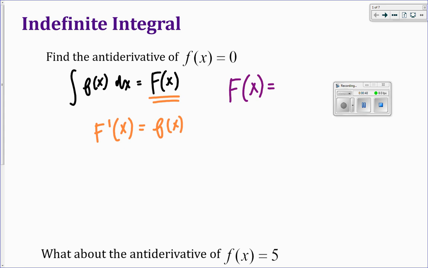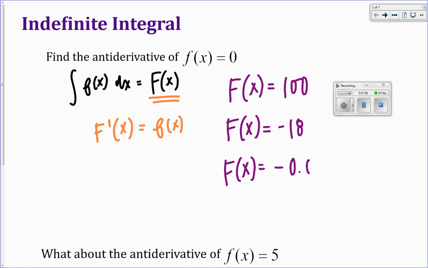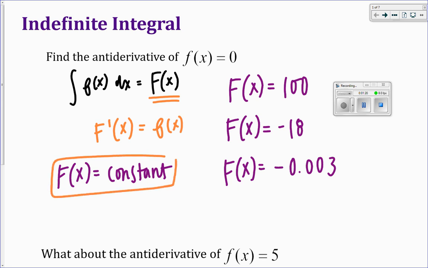Now your answers can vary. Let's say you said 100. You're correct. The derivative of 100 is 0. But you could have also said negative 18. Or you could have said f of x is equal to negative 0.003. The point is, this function would have had to have been a constant for its derivative to have been 0.